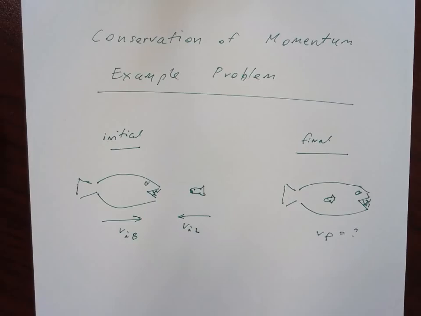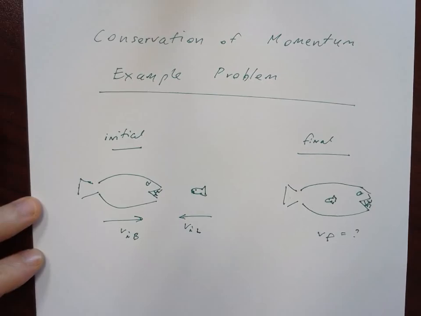So we're going to do an example problem using the principle of conservation of momentum, and that principle can often be applied to collisions, which is the example that we're going to look at right now. When we use the principle of conservation of momentum, we're going to be comparing the initial and final situations for some objects, and I've represented that here.